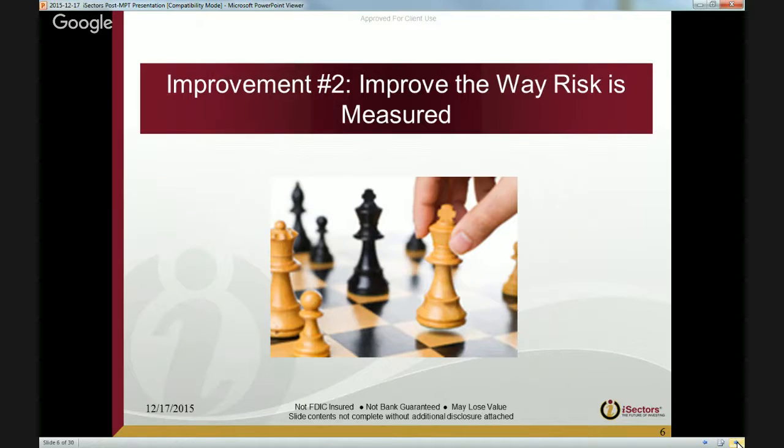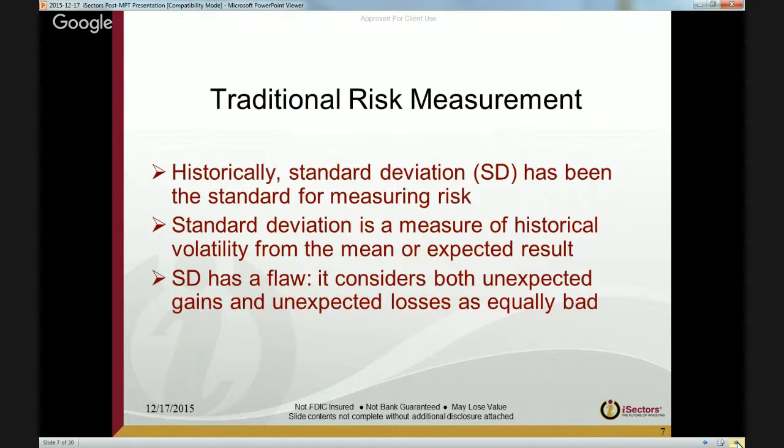The second improvement that we make is that we improve the way you measure risk. As you well know, historically, investment advisors have used standard deviation as a measure of risk. And standard deviation is a measure of historical volatility. Well, the problem with standard deviation is that it is flawed because it considers both upside and downside volatility to be equally as bad or equally risky. And as you know, most people don't look at excessive gains as being risky. Most people look at excessive losses as being risky, or losing money.